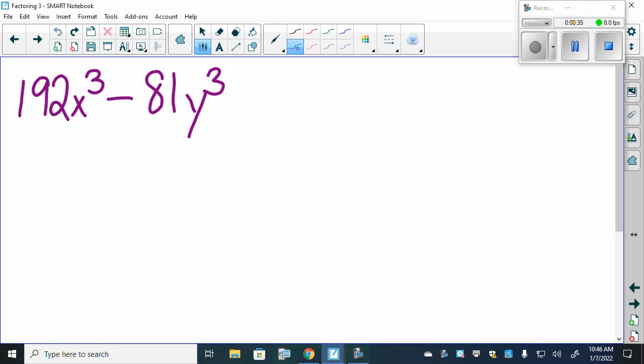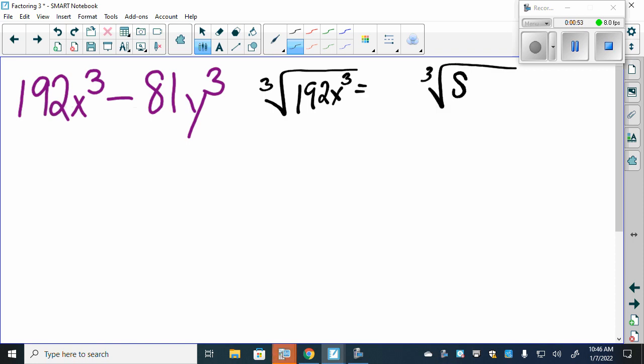So when we look at this here, we're looking at, hopefully, probably, a difference of perfect cubes. Now, for us to be able to check to see if it is a difference of perfect cubes, we can take the cubed root of both terms. So take the cubed root of 192x cubed, as well as the cubed root of 81y cubed. This will help us determine if they are a difference of perfect cubes, as well as tell what the two terms are.